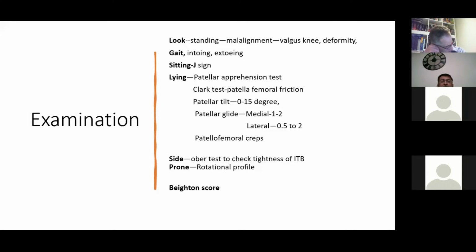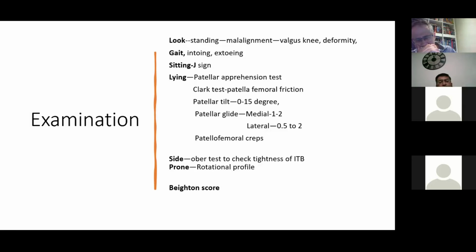But the special interest regarding this topic is that we'll do the patellar apprehension test. We'll do the Clarke test, which is the patellofemoral friction test. This is quite painful, so we have to take care and do it very gently. Then the patellar tilt test: we'll tilt the patella and see how many degrees it can be tilted. This will tell us about the laxity of the medial and lateral structures. Then the patellar glide test: we'll glide the patella and see how much it glides to the medial and lateral side. And then patellar crepitation, to see if any arthritic changes have started or not.